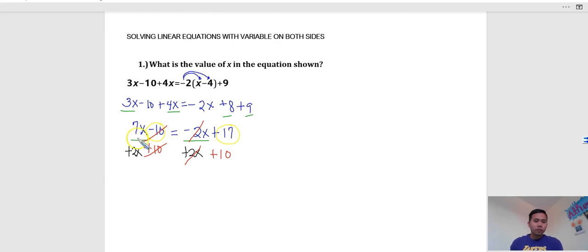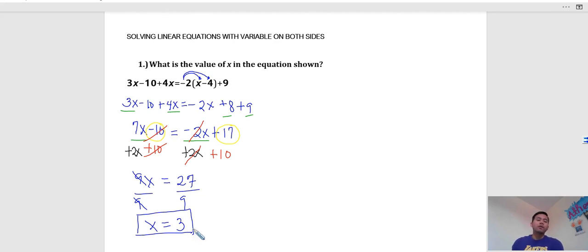Therefore, we have 7x plus 2x is 9x is equal now to 27. And then we have to divide both sides by 9. And then of course 9 will be canceled out here. So the value of x is equal to positive 3. So that is how you solve a linear equation with variables on both sides. All right. Next one.